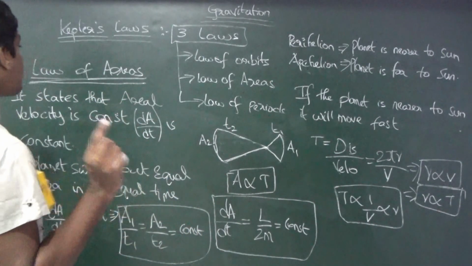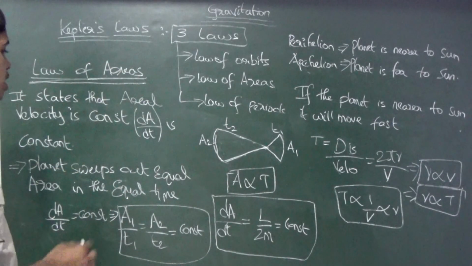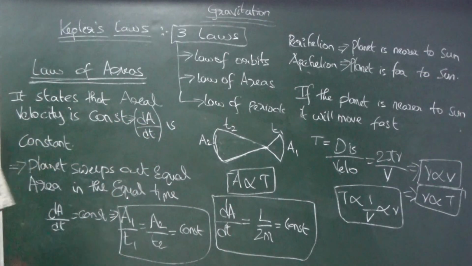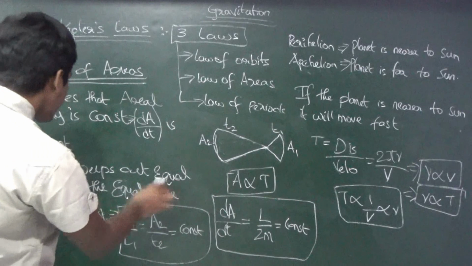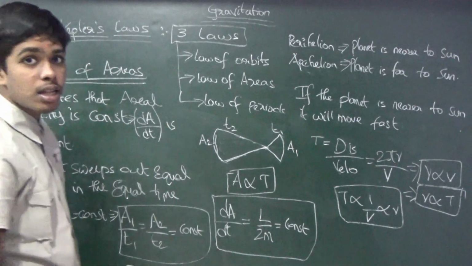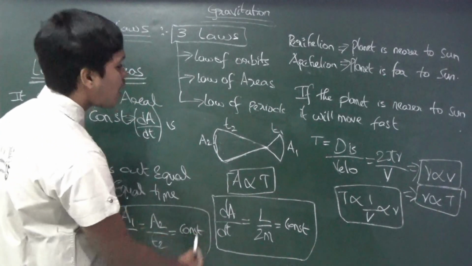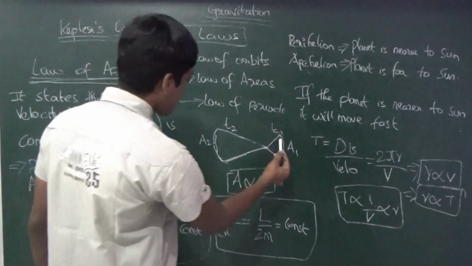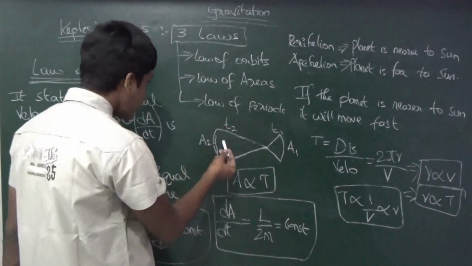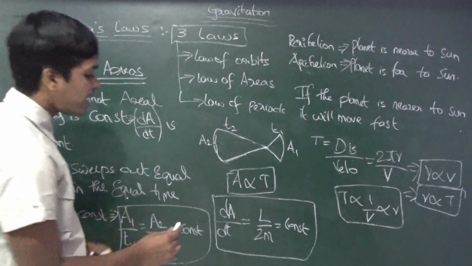Look, first we will discuss the second law again. It states that area velocity is constant. That means dA by dt is equal to constant. So the planet sweeps out equal area in equal time. So we can say A1 by T1 is equal to A2 by T2 is equal to constant. The planet sweeps out area A1 in T1 time and A2 in T2 time. So the area velocity is constant.